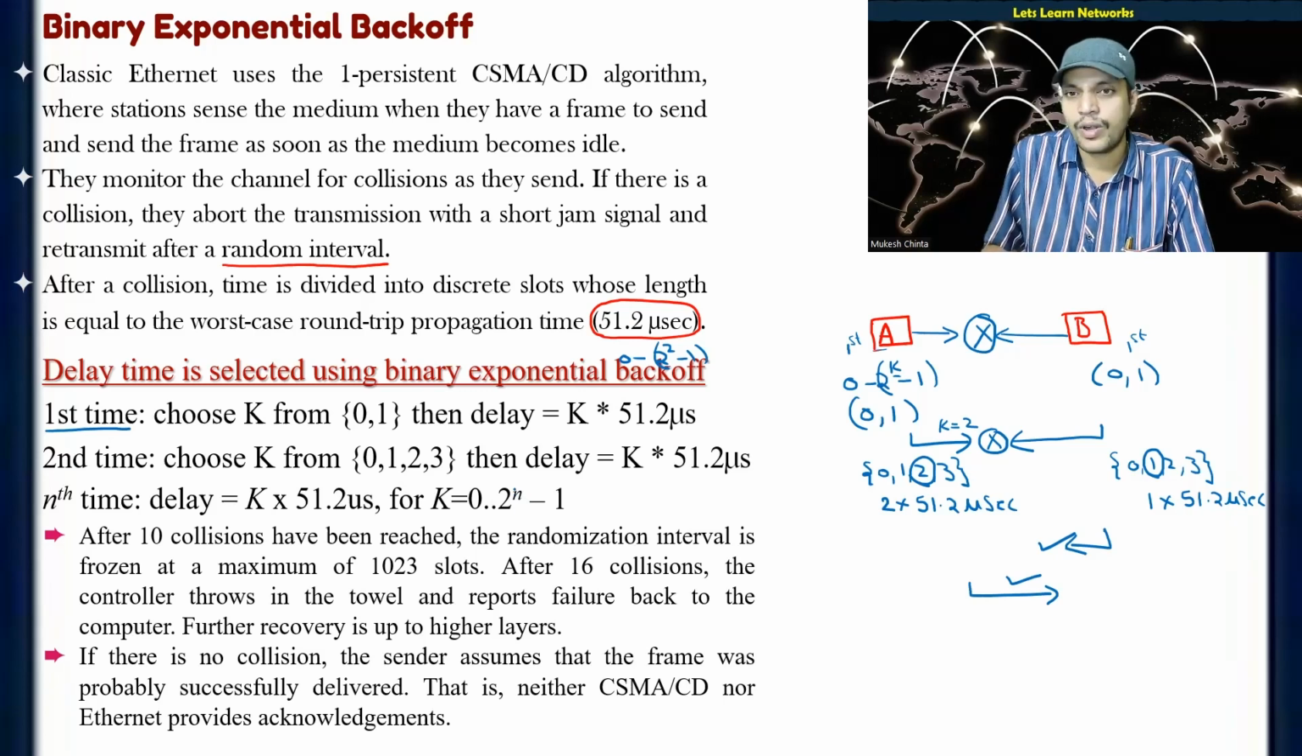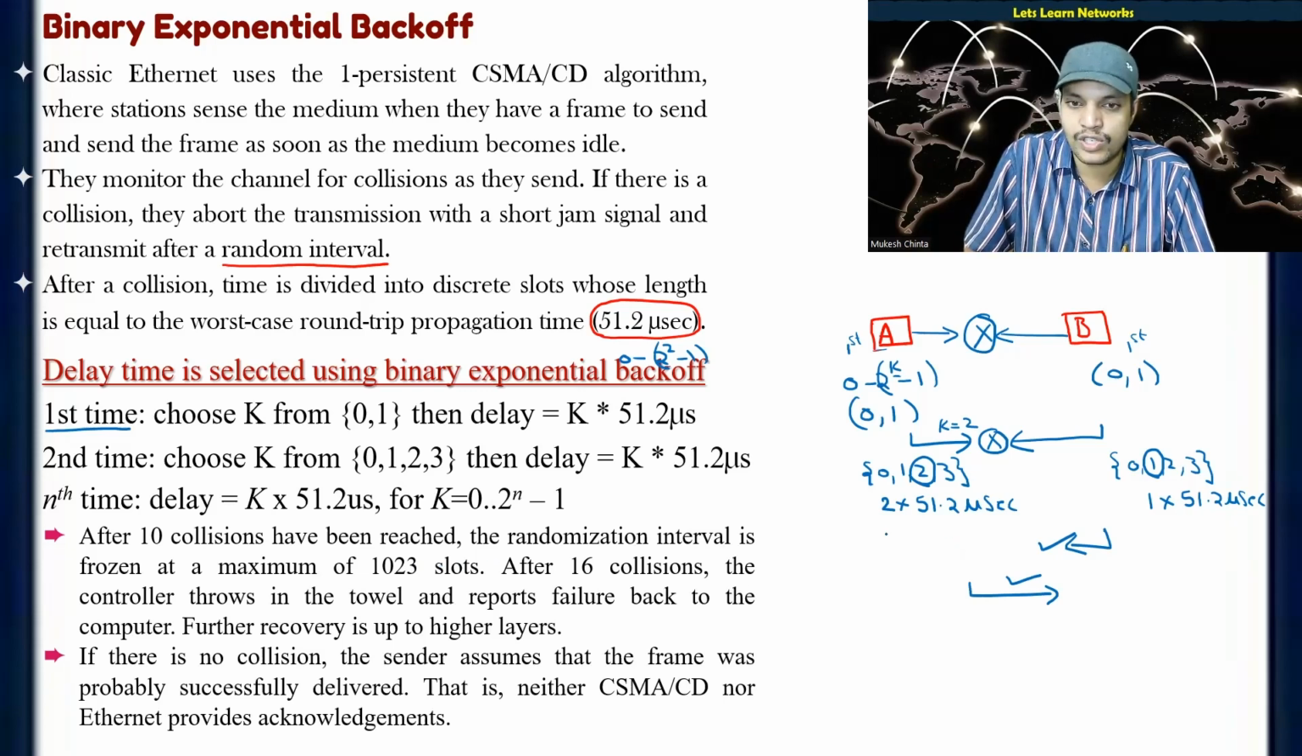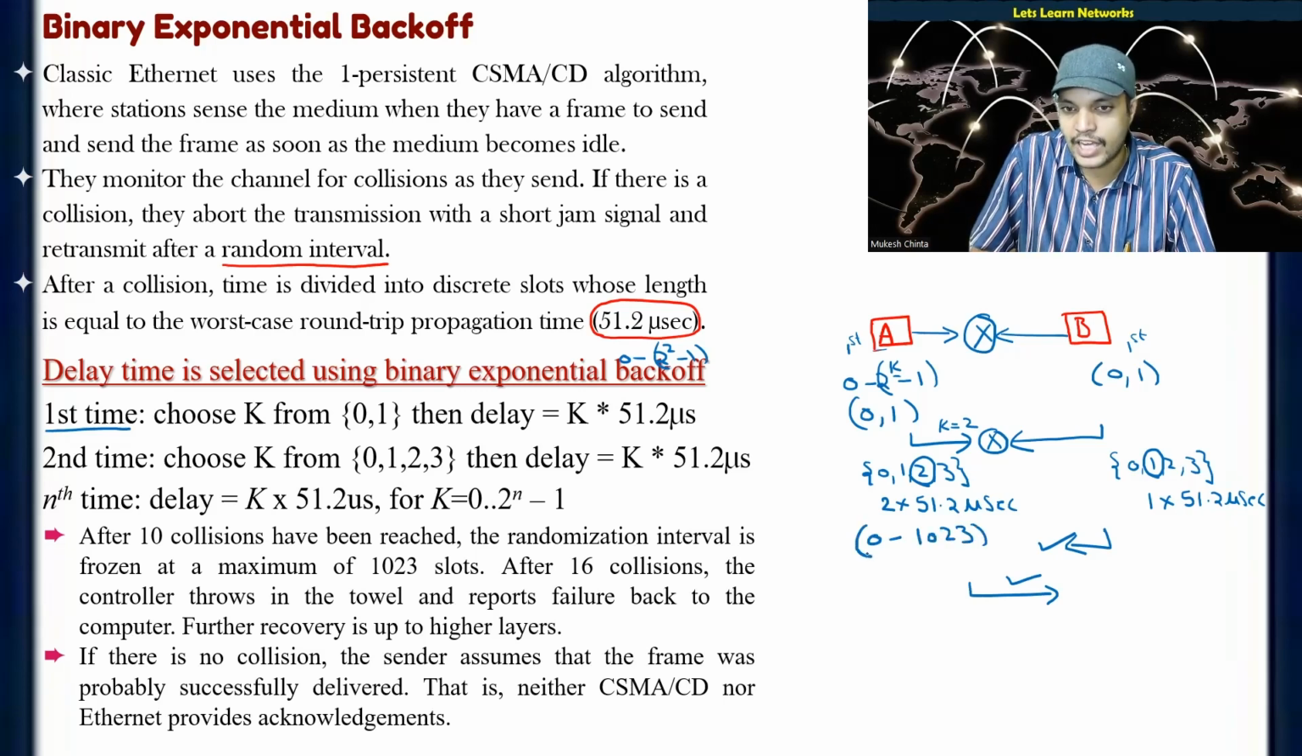Sir, you can ask me, how many times can you do this? Can you keep on doing it? No. After 10 collisions have been reached, the randomization interval is frozen at a maximum of 1023. So even if there are more than 10 collisions happening, 2 power 10 is equal to 1024, so 0 to 1023. This is the maximum randomization that any station can go for after 10 collisions.